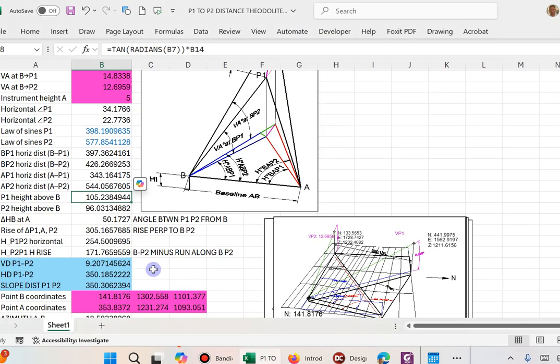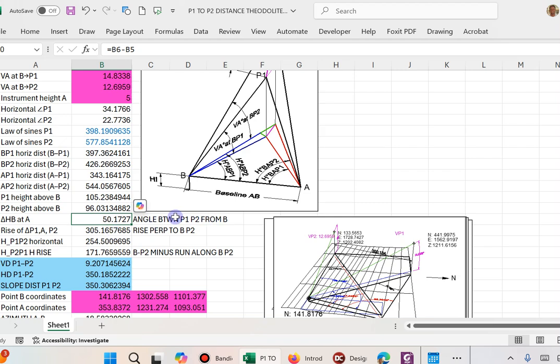Yeah, so there you go. That's your vertical, that's the horizontal, that's the distance above the instrument. And above B, I don't know if there's anything related to this. And then same thing here, those are just the difference above the instrument, right? And then the difference in height from HB at A, 50.